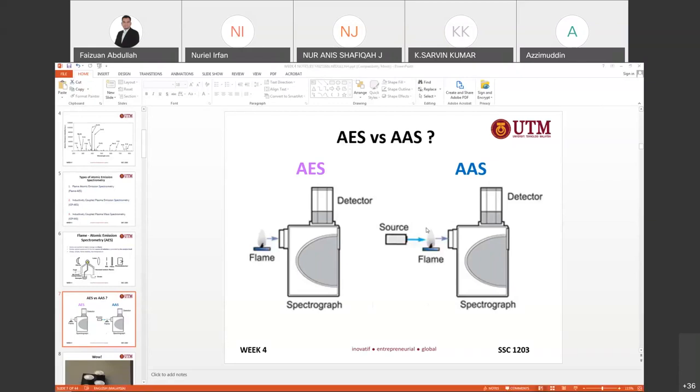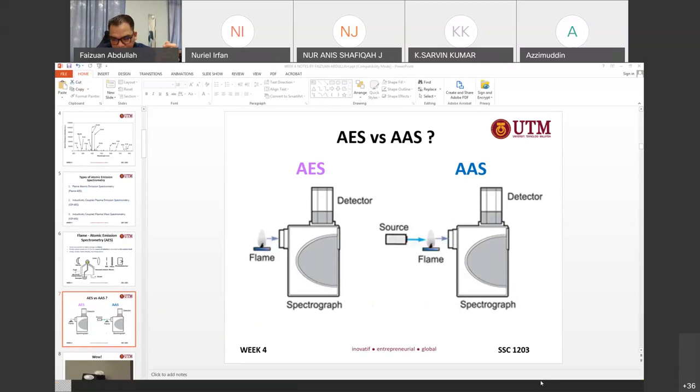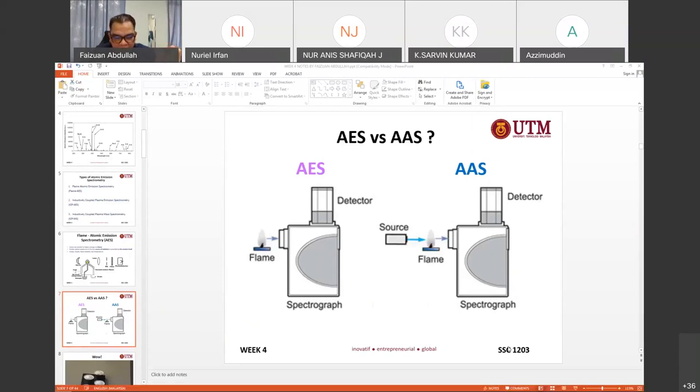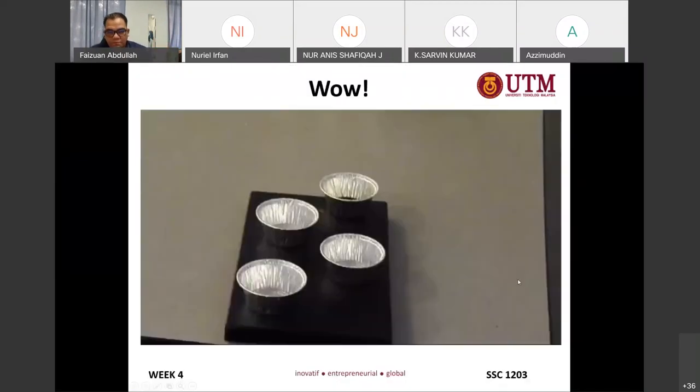Okay, you can see the different color of the flames, right? You can see that? Yes. All right. So with our naked eye, we also can see the difference between the color of every element when it is being excited.